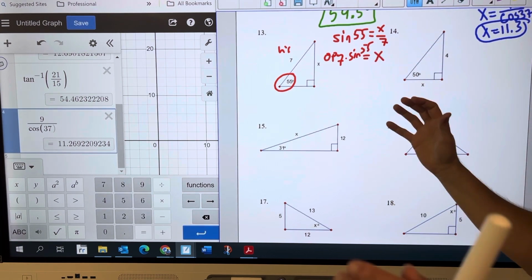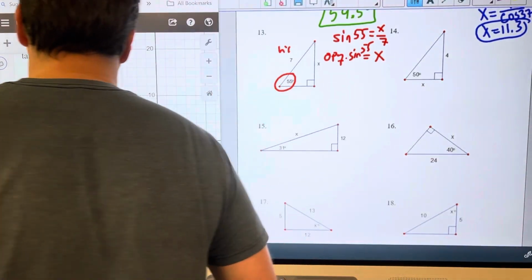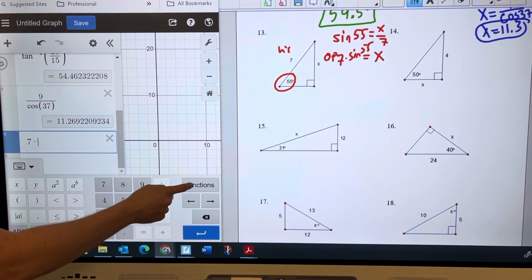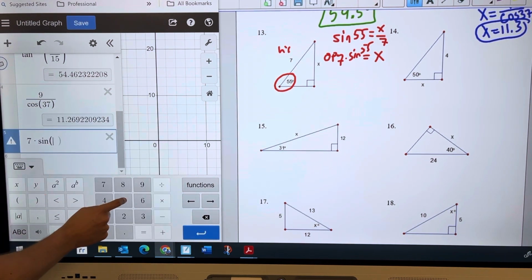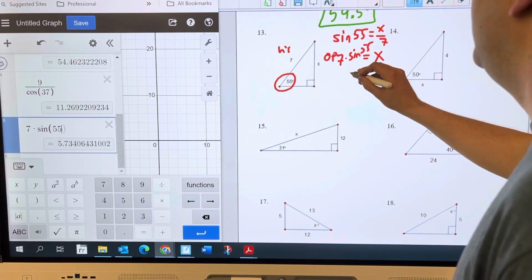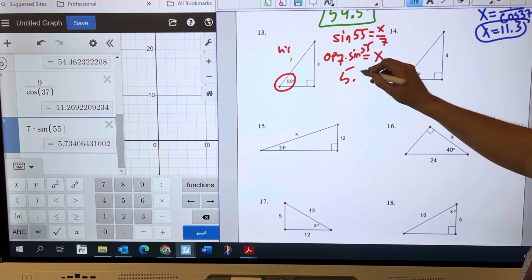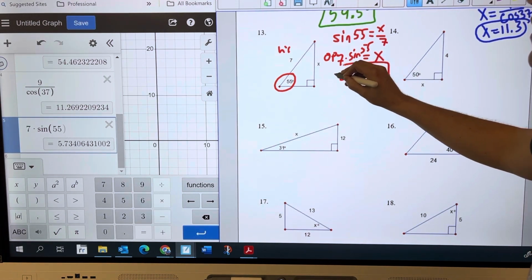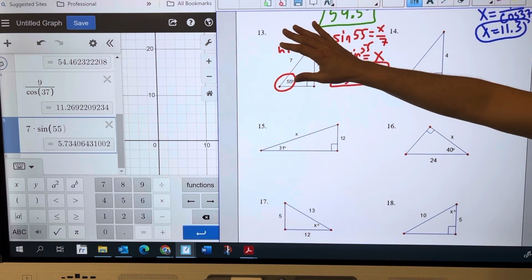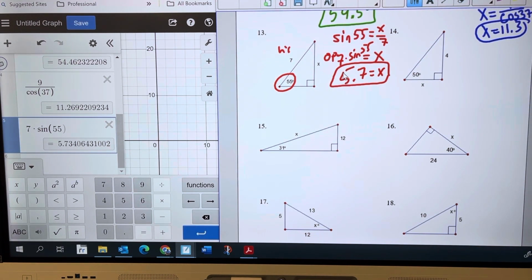Sorry, I'm instructing this, getting a little cramped here, but we'll work with it. So 7 times sine 55 is 5.73, rounded to the nearest tenth. 5.7 equals x. You do want to make sure that your answers are making sense. Look at it, make sure your hypotenuse is your longest side, and make sure those lengths make sense within the context of the problem.